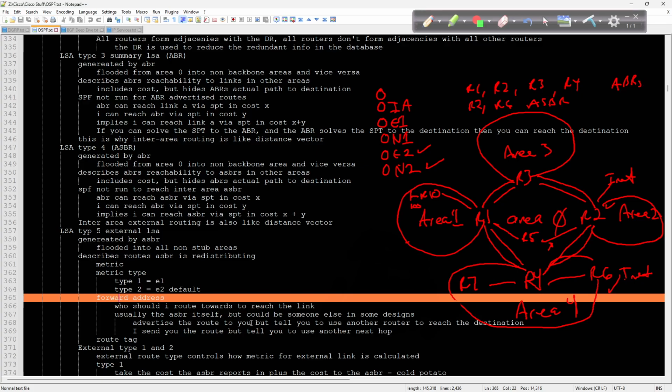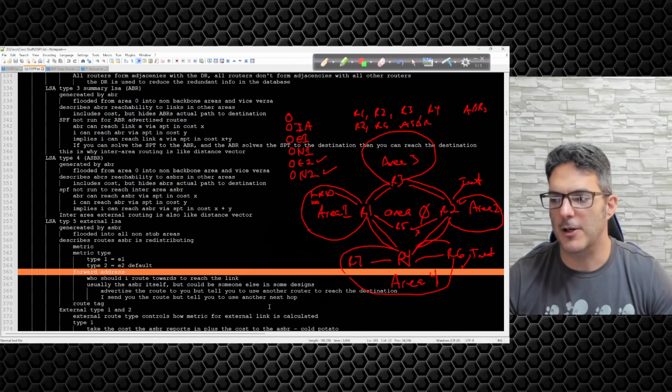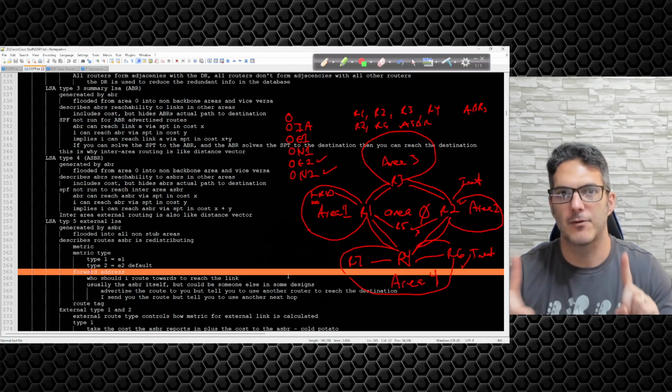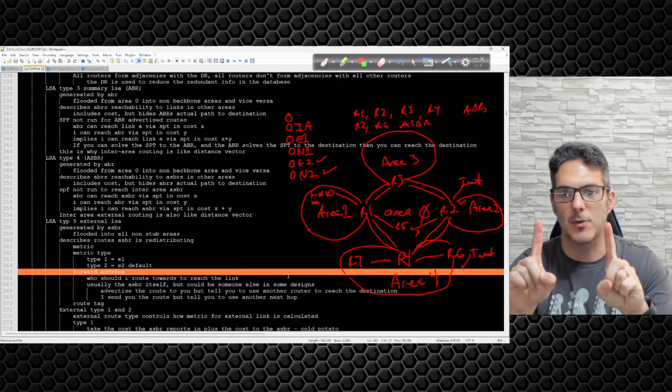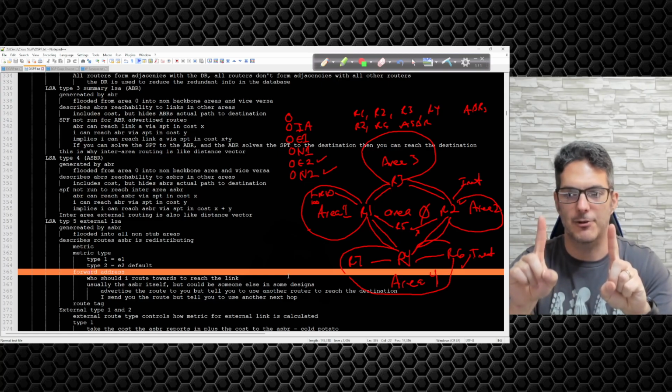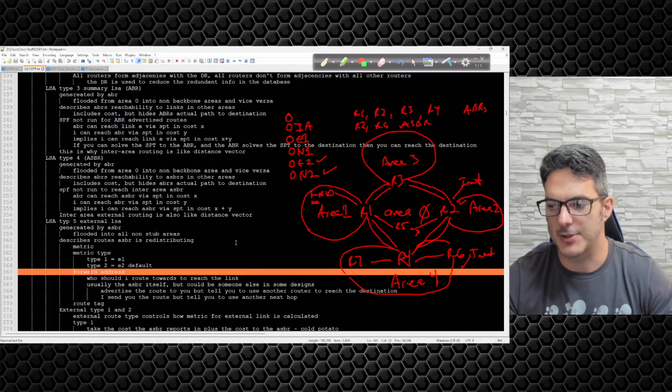Advertise the route to you, but tell you to use another router to reach the destination. I send you the route, but tell you to use another next hop. So it's very rare to have a different forward address. You can change it. I'm not going to be demonstrating that. It's one of those things where you have two entry points to an external path, and this guy right here is advertising it, but you really want this guy to be used. You're changing the forward address to him. That's all that really basically comes down to. So that's essentially what that means.